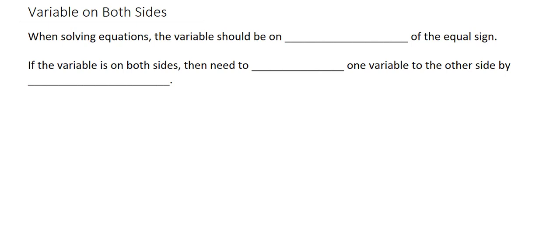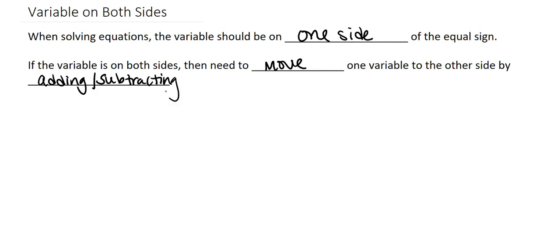Variable on both sides. When solving equations, the variable should be on one side of the equal sign. So if the variable is on both sides, then we need to move one variable to the other side by adding or subtracting. This will make more sense as we jump into the example.